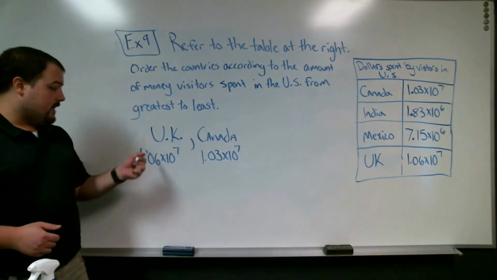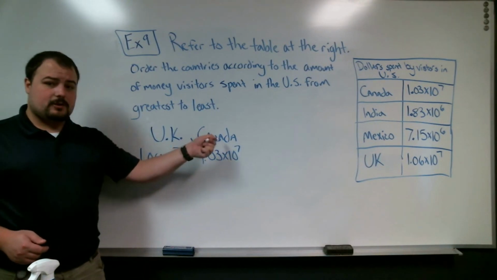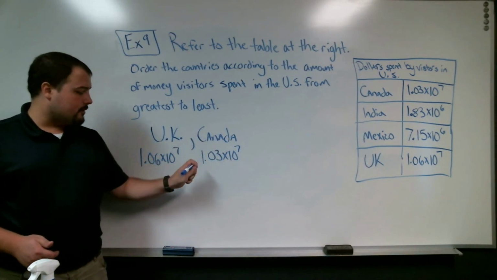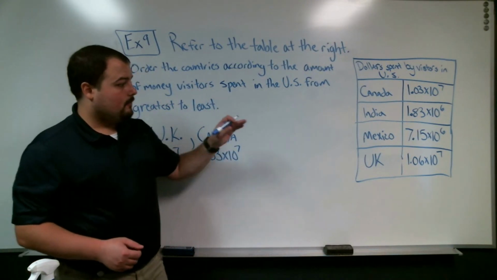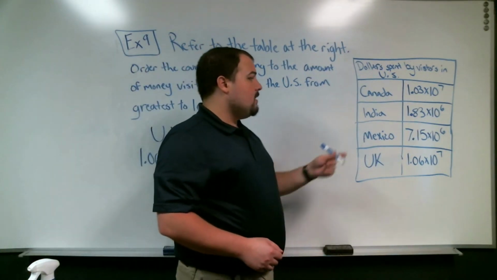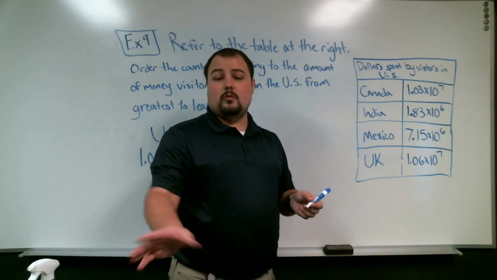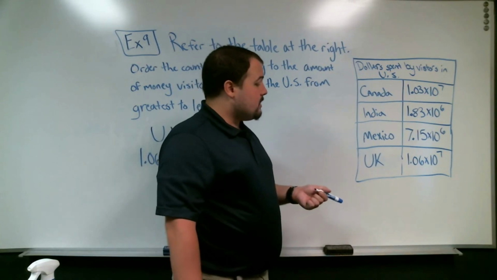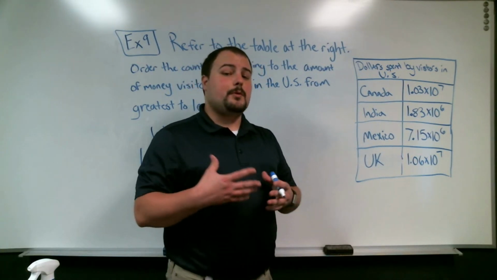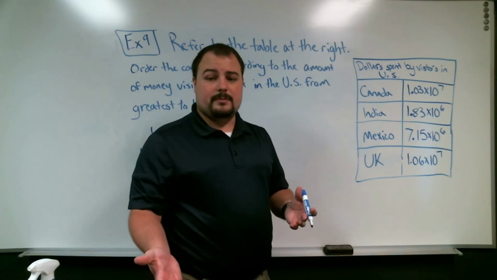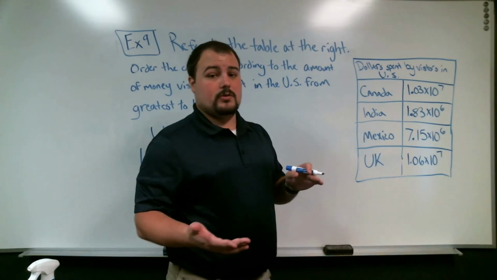So right now, what I have is the UK, 1.06 times 10 to the 7th. The next one would be Canada, 1.03 times 10 to the 7th. And now we're going to look between India and Mexico. India was 1.83 times 10 to the 6th power. That's how I knew it wasn't the biggest. And Mexico is 7.15 times 10 to the 6th. Since those are both times 10 to the 6th power, I knew they weren't the biggest. I now need to establish which one's bigger between the two of those.